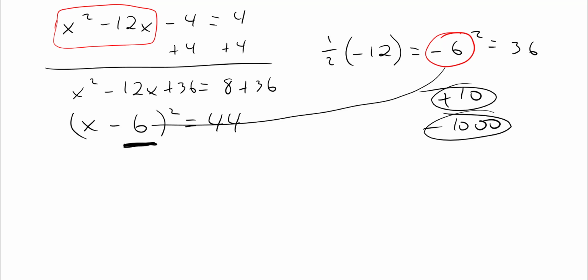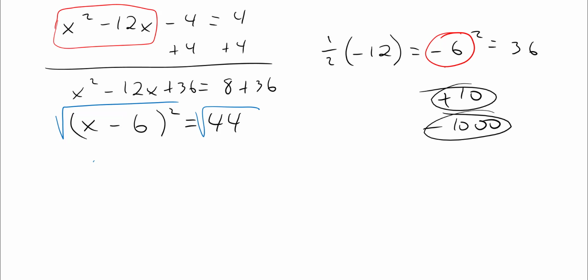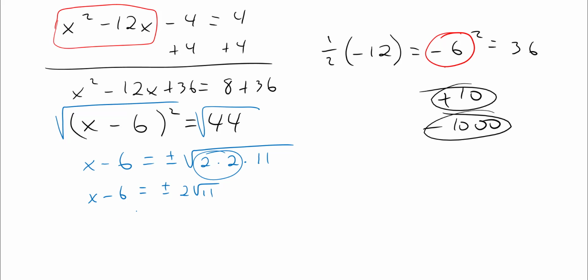Okay, so let me get rid of some of this stuff here. All right, so now, once you have that, you do what you did last night. You do the square root method. So we take the square root of both sides. The square root of x minus 6 quantity squared is x minus 6. And the square root of 44, so it's plus or minus. Don't forget the plus or minus. If you want to break it up, it's 2 times 2 times 11. So the 2's come out. So you have x minus 6 equals plus or minus 2 root 11. And my last step is to add 6 to both sides. So you get x equals 6 plus or minus 2 root 11. We're done with the problem.